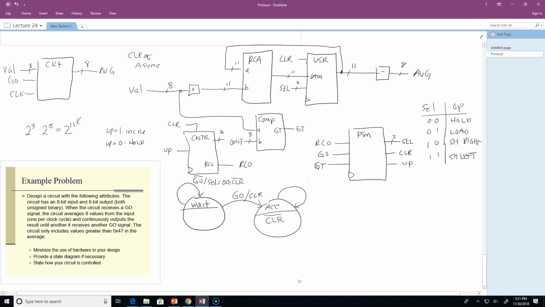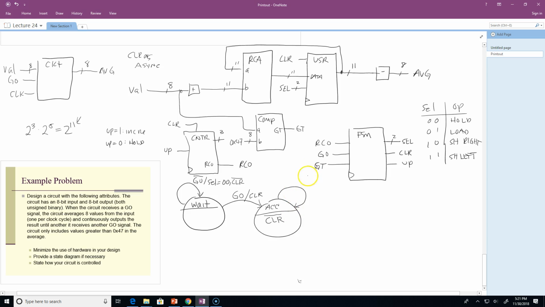And so those are two signals. They can both be 1 or 0, so I have 4 different cases. I'm going to have 4 different arrows coming out of this state, which is okay. I just have to make sure it's right.